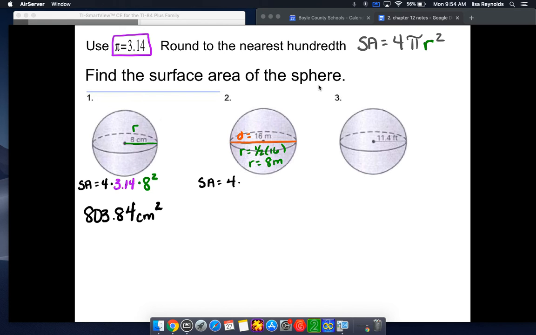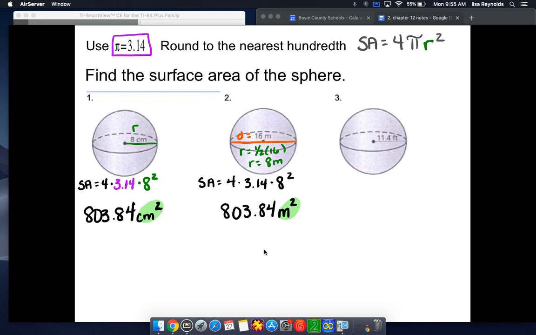We have our 4, we have our 3.14 for pi, we have our radius of 8 squared, but it is not the same answer. It's the same number value, but it's not the same answer because this one is in meters. While they're the same number, they are not the same answer. Same number, different units makes it a completely different answer. This is why it is super important that you remember to include your units.